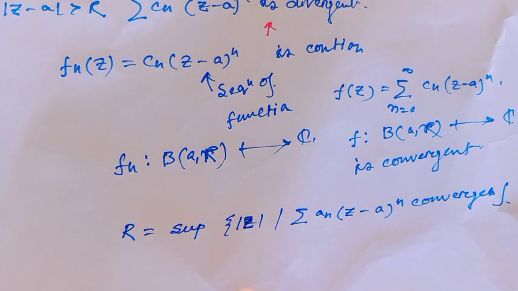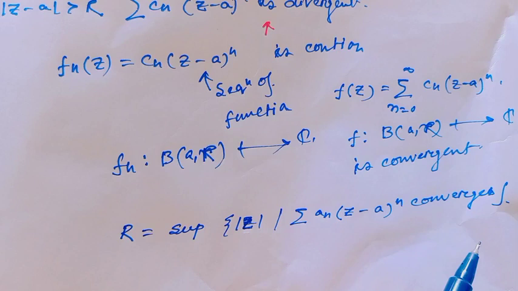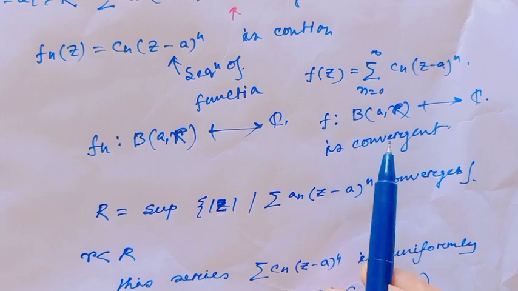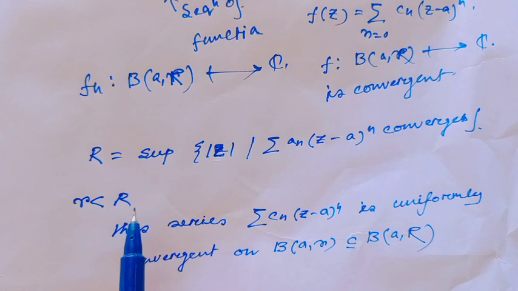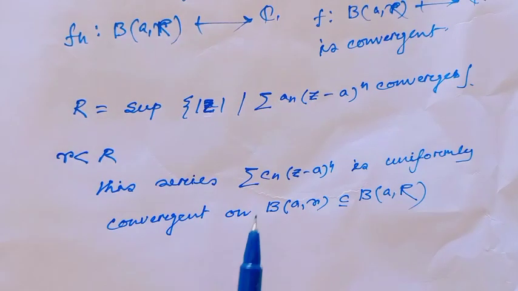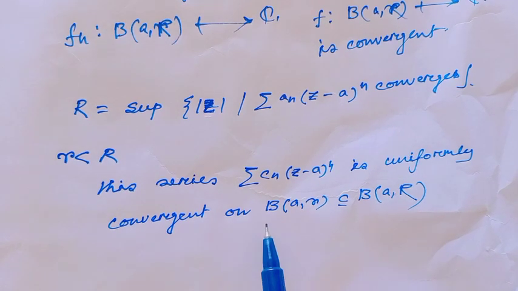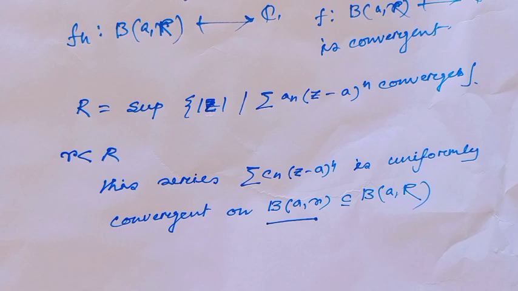This is called the interval of convergence, and the radius of convergence is the supremum of the distance of the z for which the series converges. This is the geometry, and there exists a nice theorem. The theorem is: there exists a small r which is less than this capital R, where R is the radius of convergence of this power series, such that this series is uniformly convergent on the set closed ball B(a, r), which is obviously contained in B(a, R).